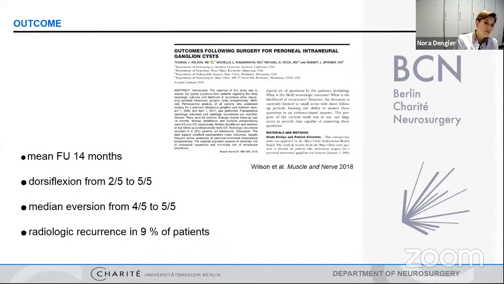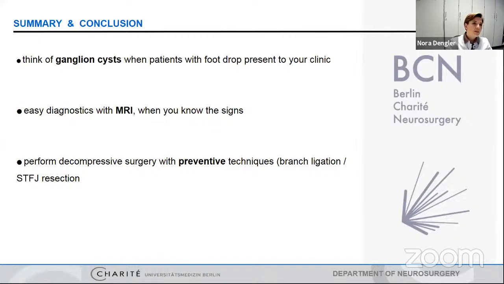They have an intermediate follow-up of 40 months. They show that from preoperative dorsiflexion of 2, the patients recover to a grade of 5, and that the median eversion recovers from a median grade of 4 to 5. So most of the patients do recover, but they have radiologic recurrence in 9% of patients in that time. This is not always combined with clinical recurrence, and this radiologic recurrence is mostly extraneural. So by cutting or ligating the articular branch, the recurrence is not intraneural, but even with resection of the joint, it is not always possible to prevent any occurrence of fluid that comes out of the joint. So 9% is realistic in their data.